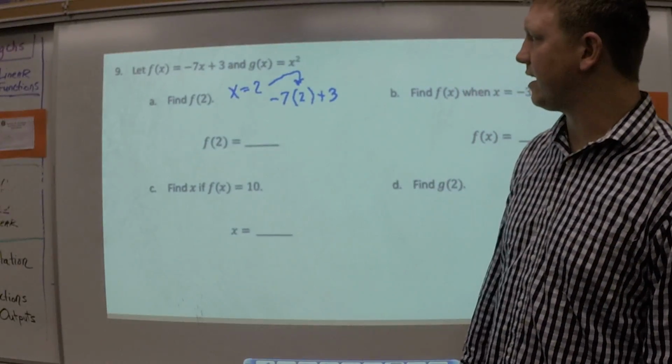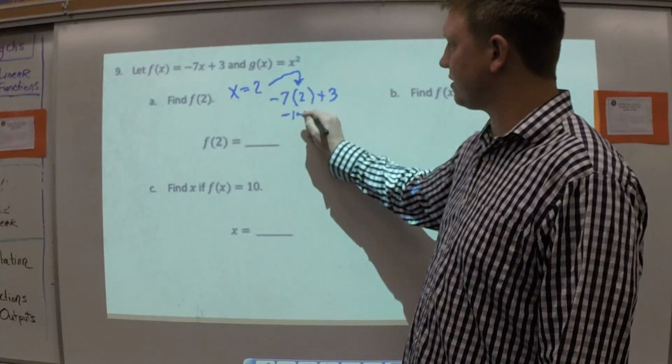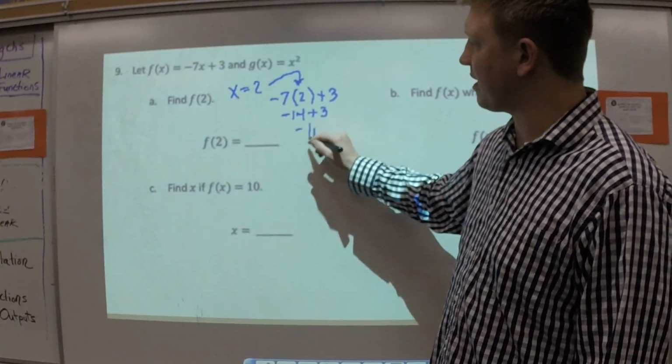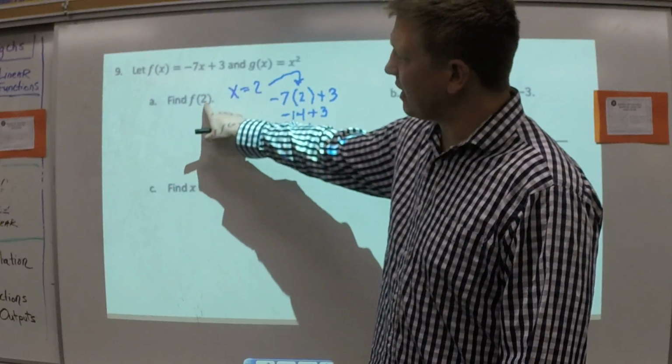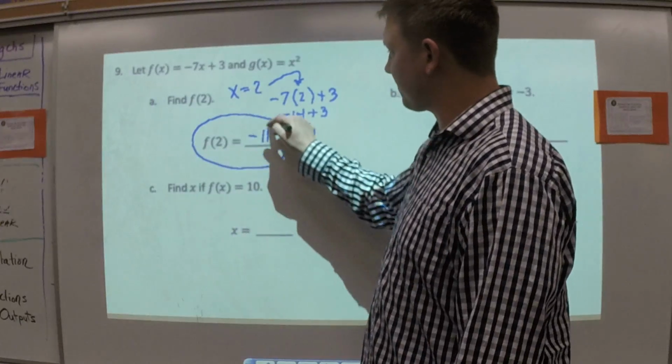And I put a 2 right there. 7 times 2 is 14, but it'd be a negative, so I go negative 14 plus 3. And that turns into negative 11. So my final answer is negative 11, is evaluate this function based on an input, based on an x value that you're going to evaluate. That's my final answer.